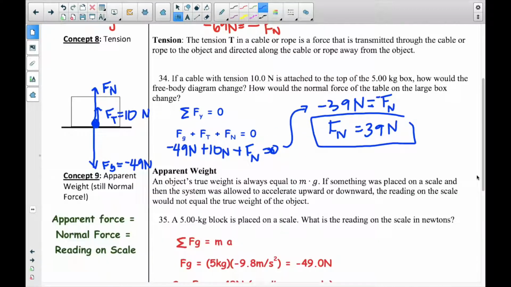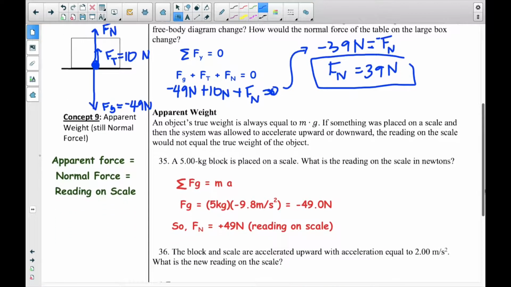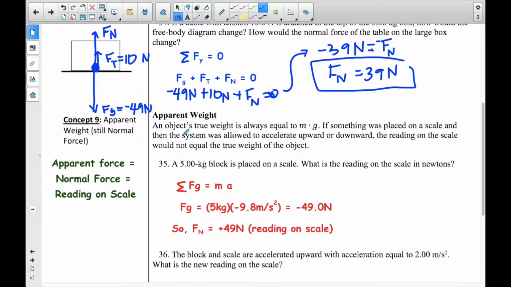That actually ties in very well with our next concept. Our next concept is what we call apparent weight. Sometimes it is called apparent weight. Sometimes it is also called the normal force. Let's talk about it. It says an object's true weight is always equal to mass times gravity. If something was placed on a scale and then the system was allowed to accelerate upward or downward, the reading on the scale would not equal the true weight of the object. So the apparent force, or the apparent weight, is the normal force. Or in other words, it's the reading on the scale.